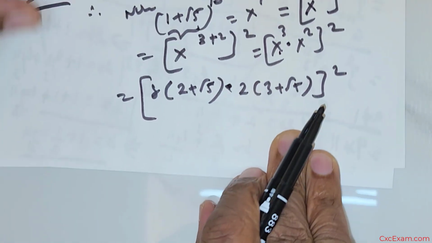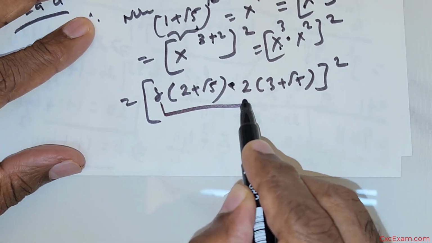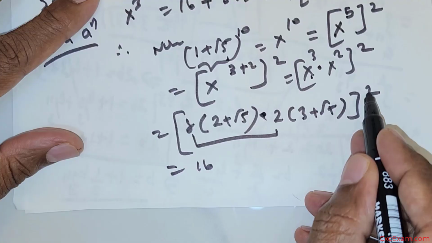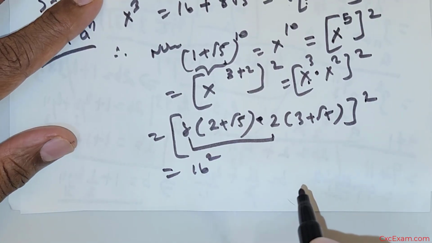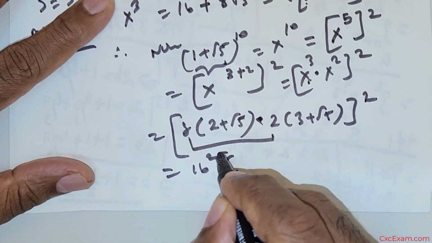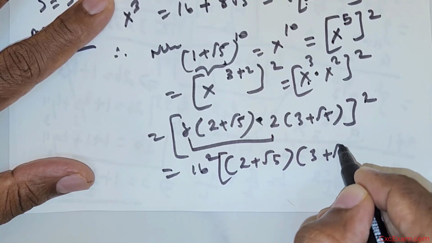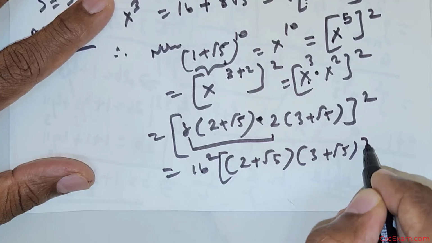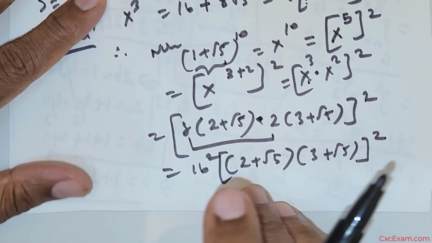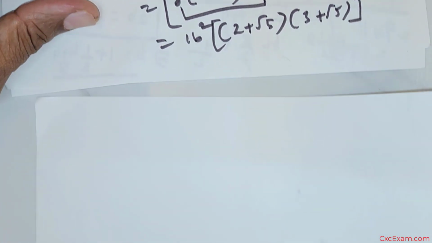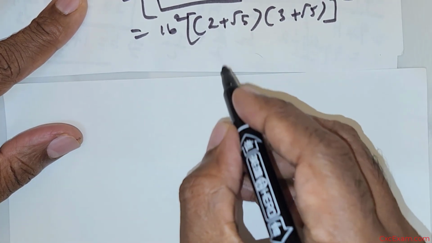Now clearly what we can do is multiply 8 with 2. That is going to be 16. This has to be raised to the power of 2. So place that. Now you will have to multiply 2 plus root 5 and 3 plus root 5 and raise the entire outcome to the power of 2. So we need to do that. Let me show you how to do that.